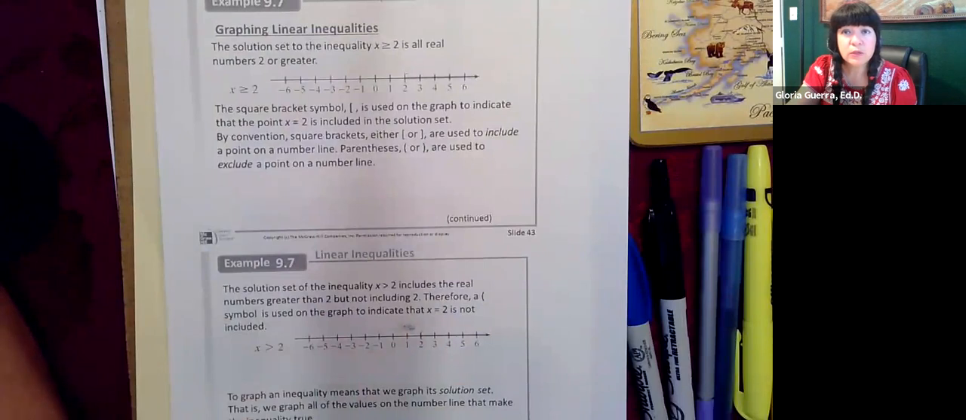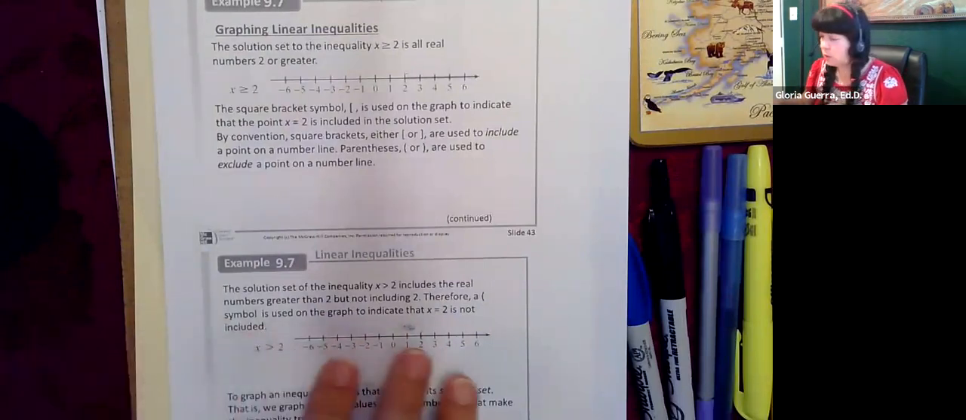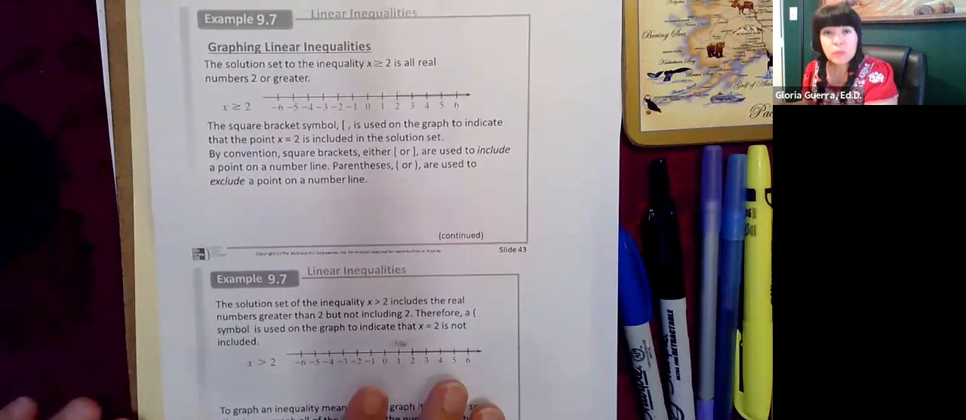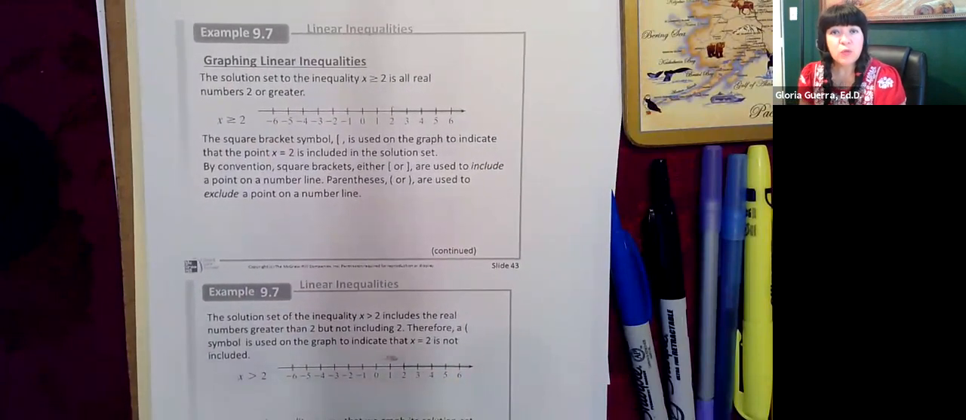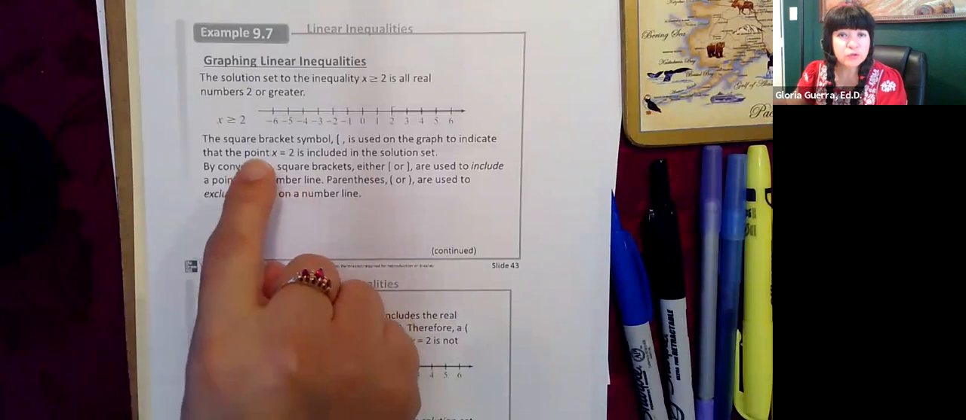Just move this to the side so I can see. All right. So here it says that we're graphing linear inequalities. It says the solution to the inequality x is greater than or equal to 2 is all real numbers 2 or greater. So we have x is greater than or equal to 2.